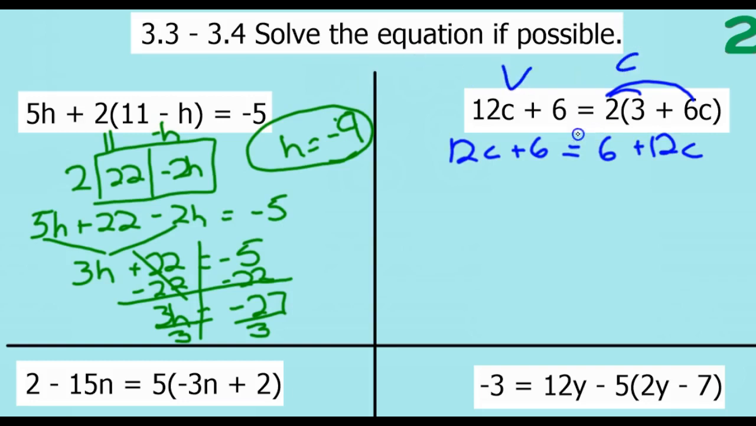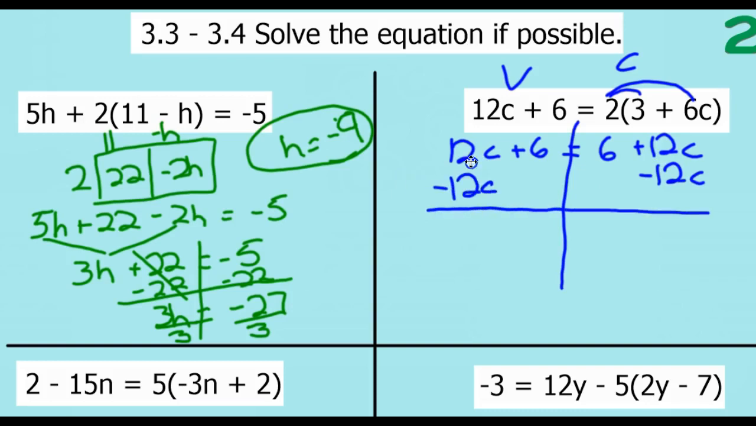Now, if I move my variables over, I can have my variable side and my constant side. If I move my variable, 12c, over to the other side and I subtract them, I get 12c minus 12c, which is 0. Here is 12c minus 12c, which is 0. And I get 6 equals 6.